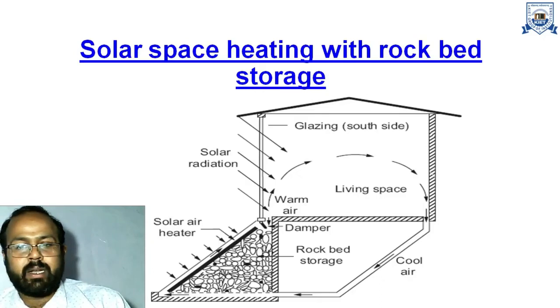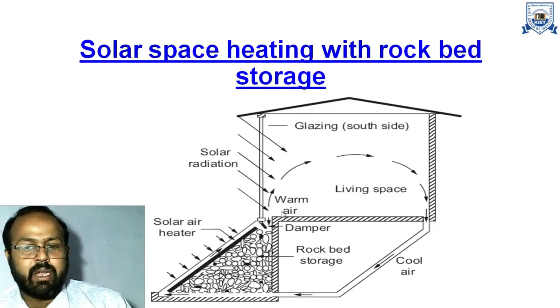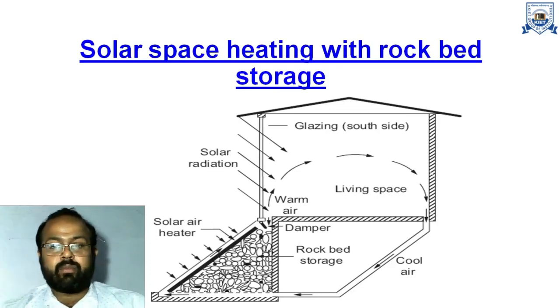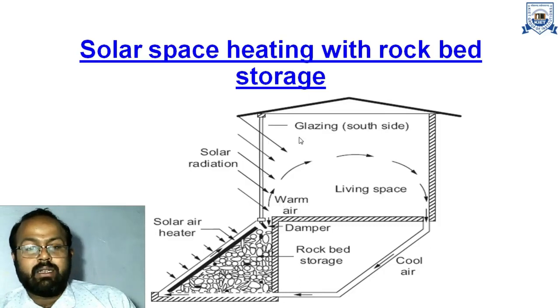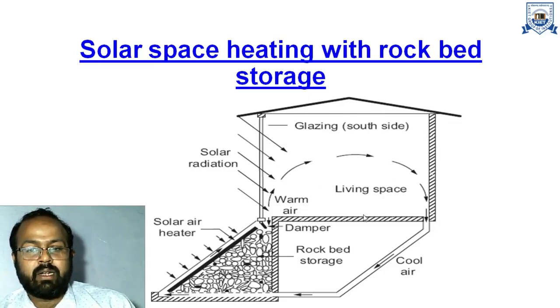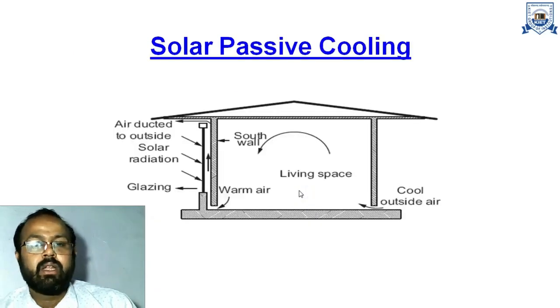This is solar space heating with rock bed storage. For this purpose we use a solar air heater, a damper and rock bed storage. In this particular operation we use glazing on the south side, and these are the living spaces. The glazing covers the total area, and the warm air is circulated through the passage in the solar air heater, and the rock bed storage acts as an absorbing material.